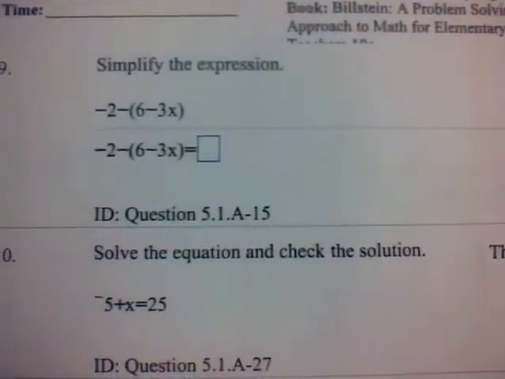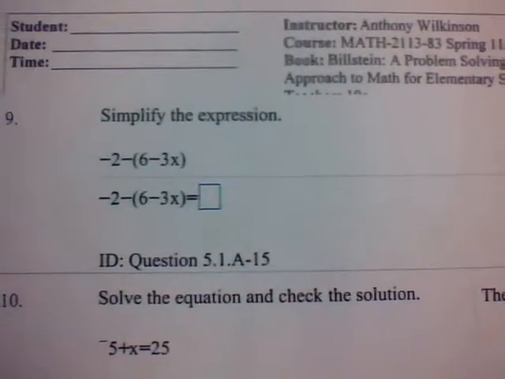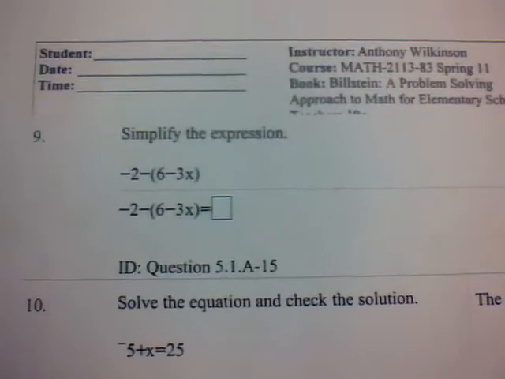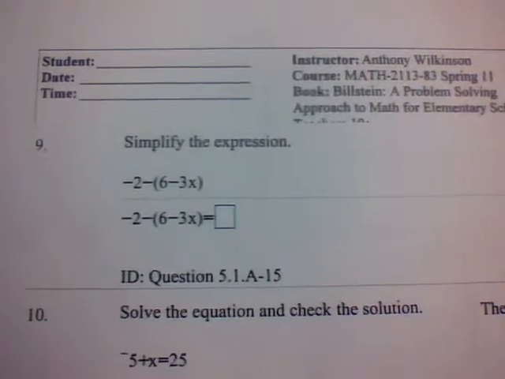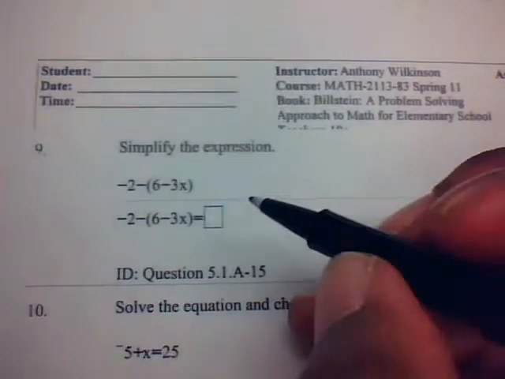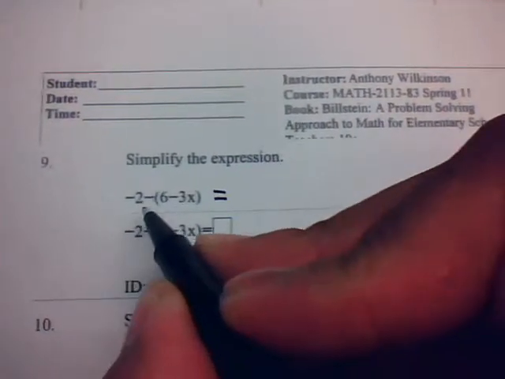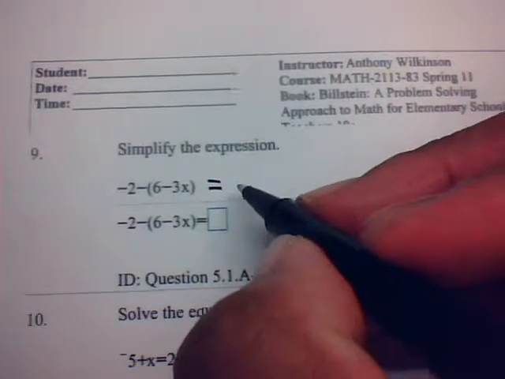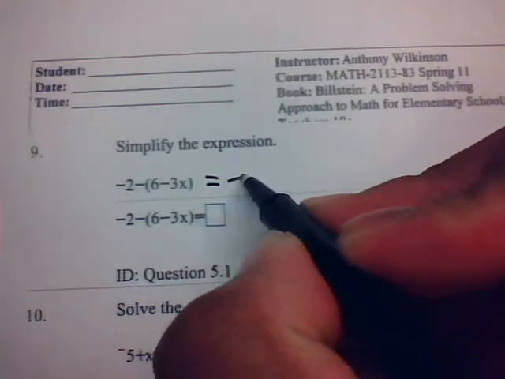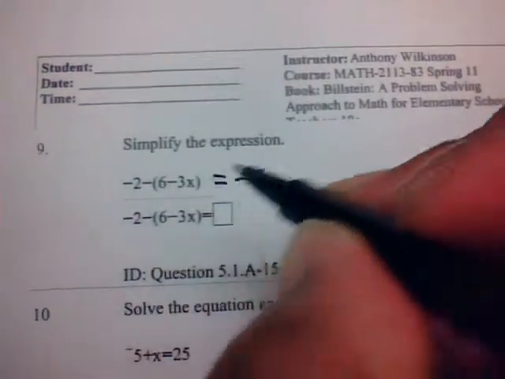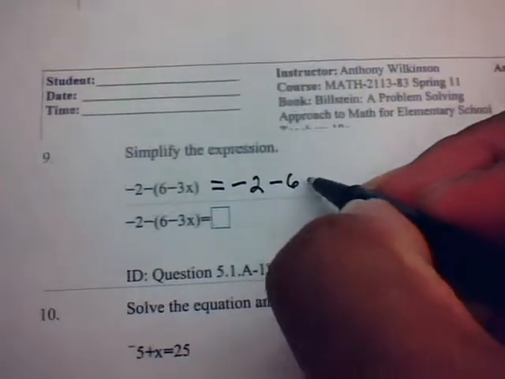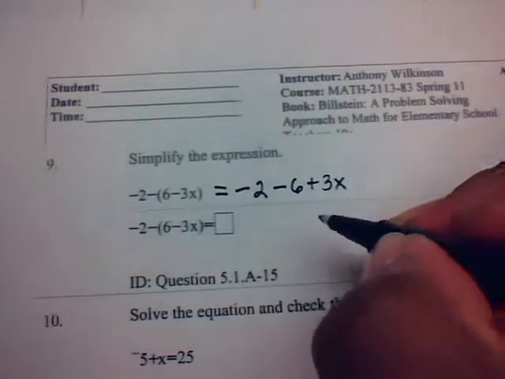Okay, got 2 problems left. Take a look at number 9. Well, you want to simplify the expression. Here we got negative 2 minus, and in parentheses, 6 minus 3x. In this case here, we're going to have to use the distributive property. That minus sign is going to change the sign of each and every term inside the parentheses to the opposite. So let me bring over the negative 2 first, and then that minus sign will make the 6 minus 6, and again the minus sign will make that minus 3x plus 3x.